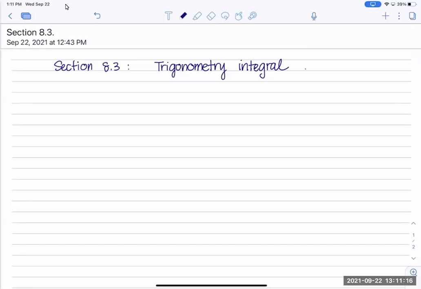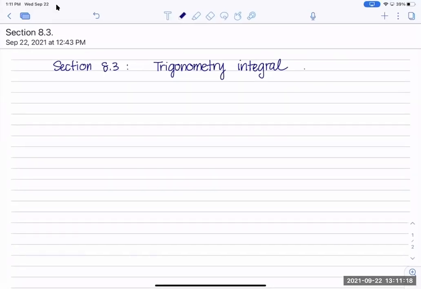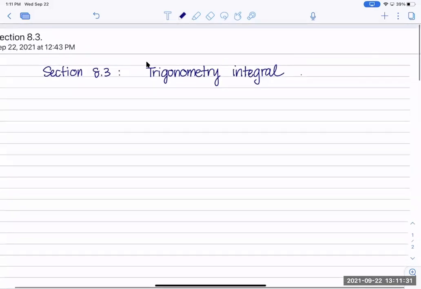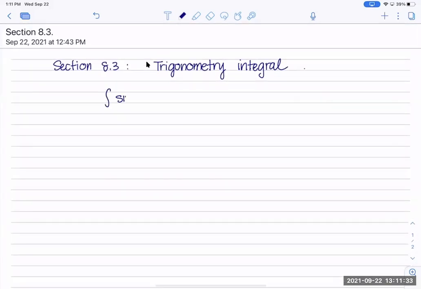Hi everyone, in this video I'm going to talk about trigonometry integrals. What is a trigonometry integral? It means an integral involving trigonometry functions. For example, you may have the integral of sine to some power, multiplied by cosine to the power n, dx. Sometimes a trig function may stand by itself, but the techniques to approach it are the same.